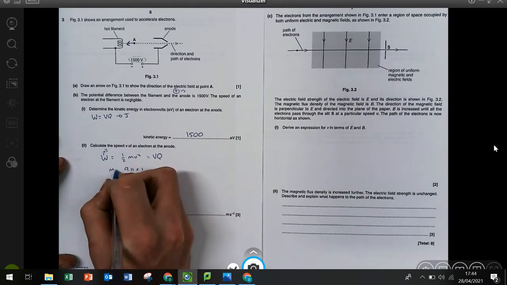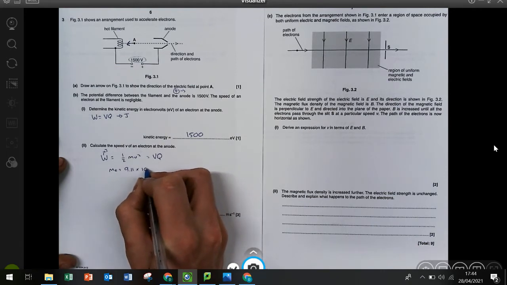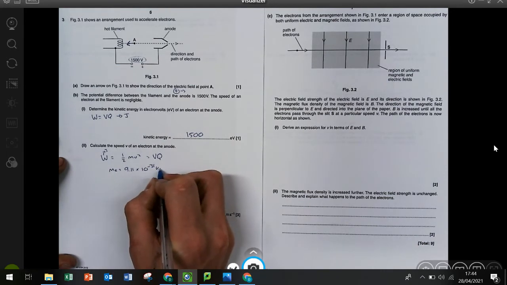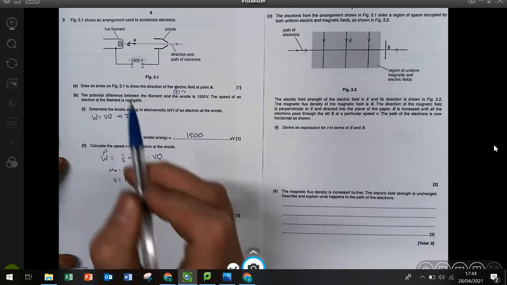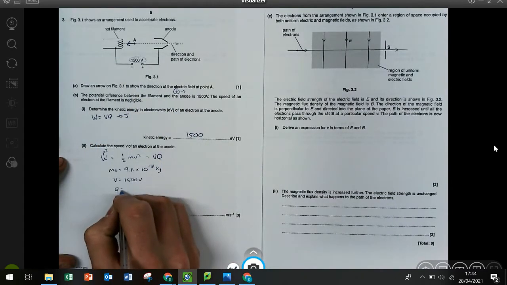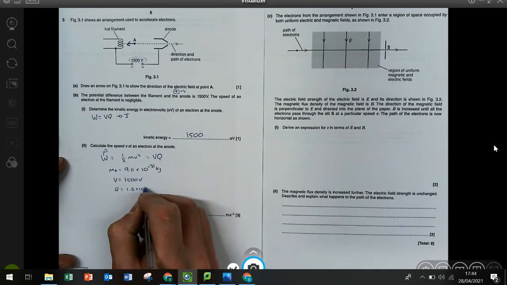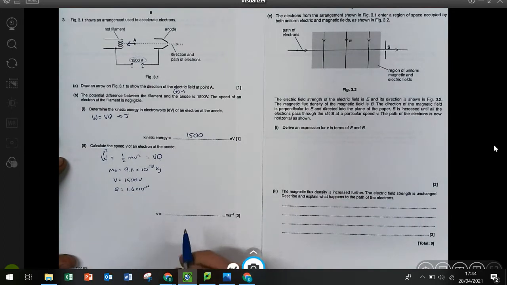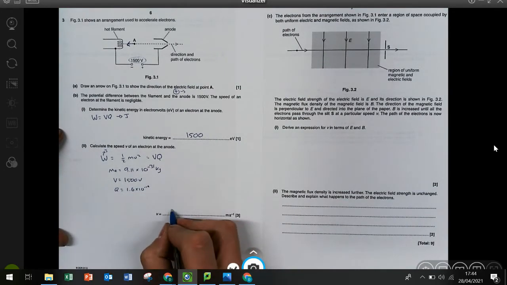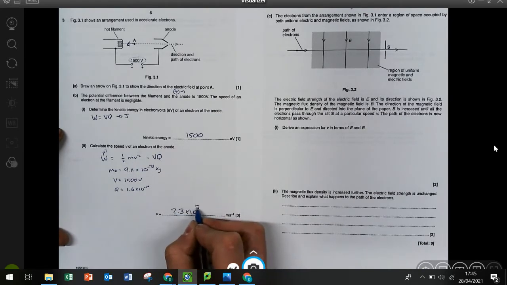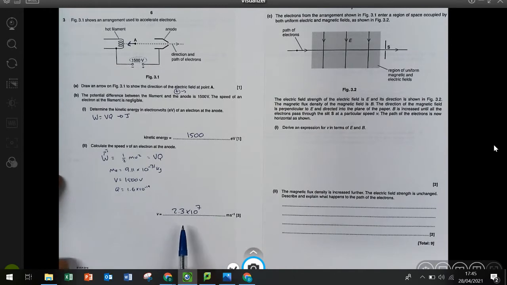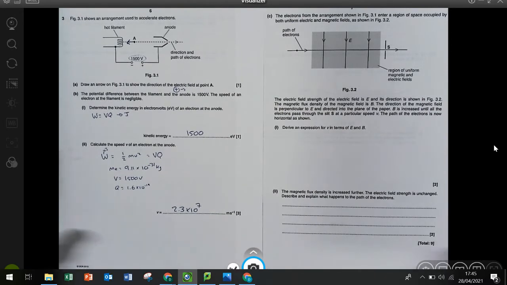So now it's just a case of plugging in the numbers. The mass of an electron is 9.11 times 10 to the minus 31 kilograms. V is obviously 1500 volts. Q is the charge on the electron, 1.6 times 10 to the minus 19. When you rearrange that and plug the numbers in, you get 2.3 times 10 to the 7 meters per second, which does seem high, but that does appear to be the answer.